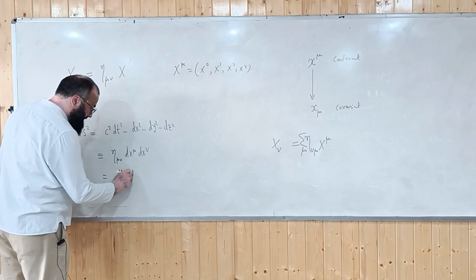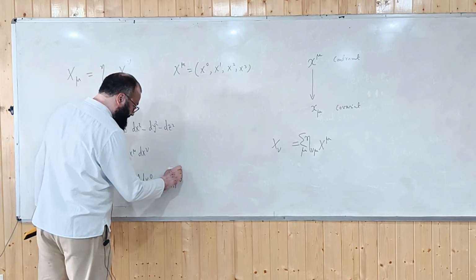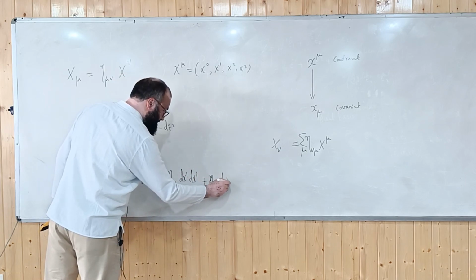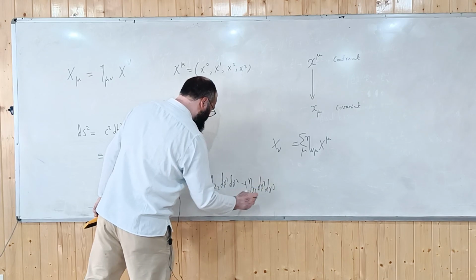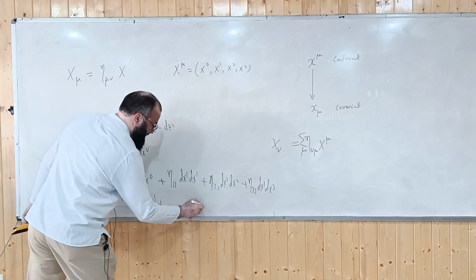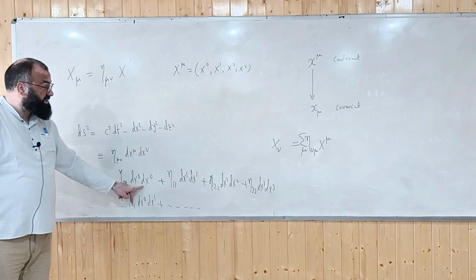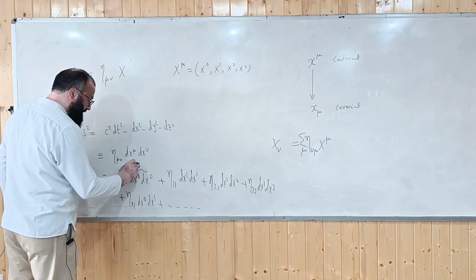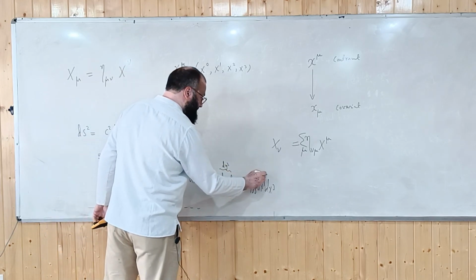So one term will be eta 0 0 dx0 dx0. Let me write the diagonal terms first: eta 1 1 dx1 dx1 plus eta 2 2 dx2 dx2 plus eta 3 3 dx3 dx3, plus there will be terms eta 0 1 dx0 dx1 plus all other terms. I require only these things. Now what is dx0 dx0? It is c dt, so c square dt square. This one is dx square, this is dy square, and this is dz square.